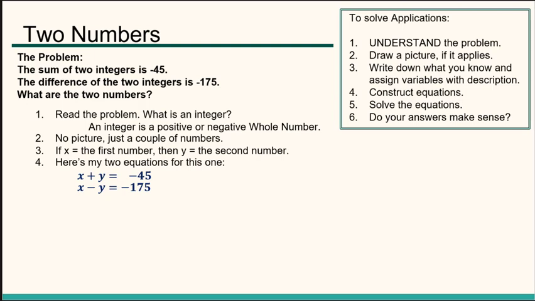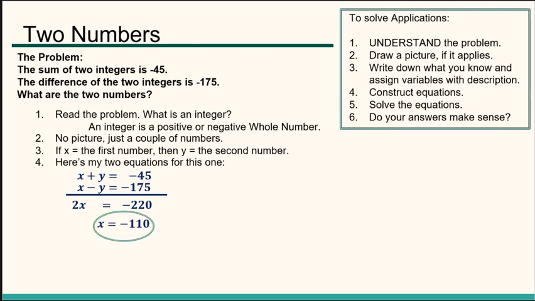I can use the graphing method, the substitution method, or the elimination method to solve this. I stare at these two equations and I say, hey, there's a plus y and a minus y. If I add these two equations, I will get one of my variables, that y, to drop out. So I'm going to use the elimination method. When I add, I'll get 2x equals negative 220. Divide both sides by 2. x is negative 110.